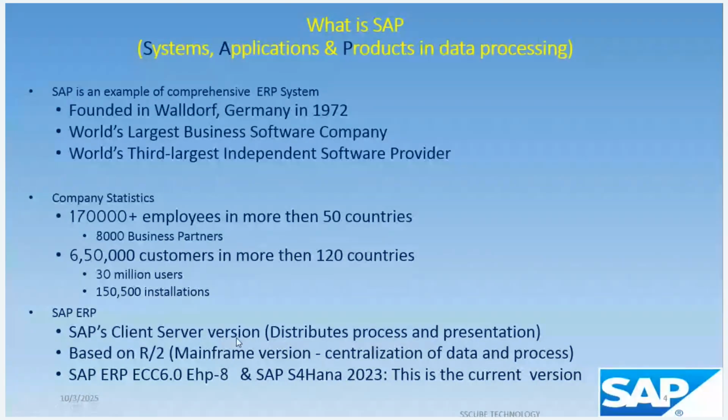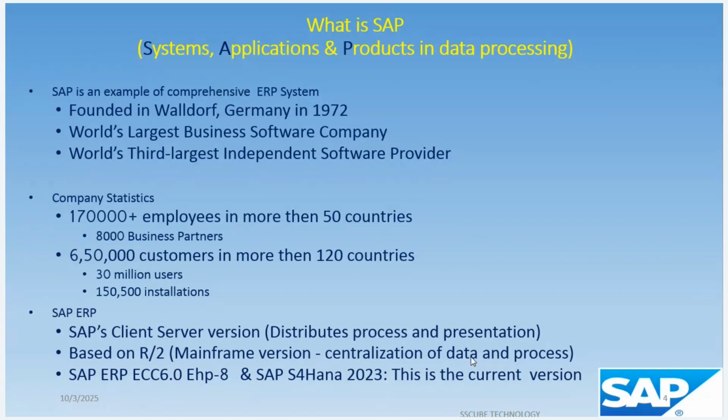SAP basically started with the client server version, distributed process and presentations in different areas, based on the R2 mainframe version, with centralization of data and process. Centralization of data and process means what? All the data is stored in a central place and all the modules fetch data and work on their own. Let's take an example. You have a big drum in your house and all your family members fetch water from that. Your mother is working in the kitchen, you are working in the bathroom, and your father is working in another area, in the garden, maybe watering the plants.